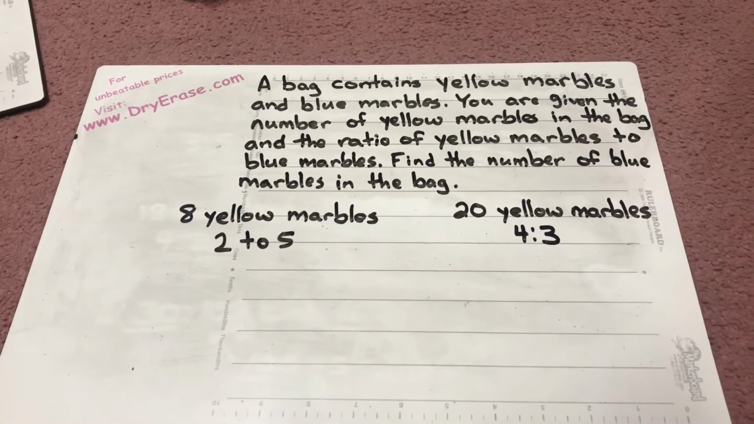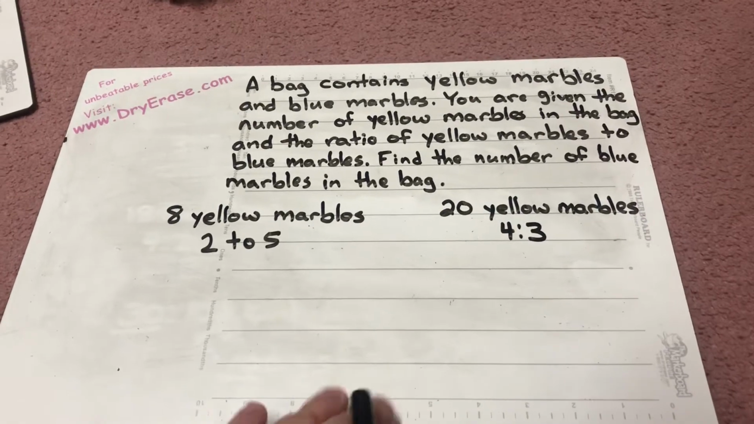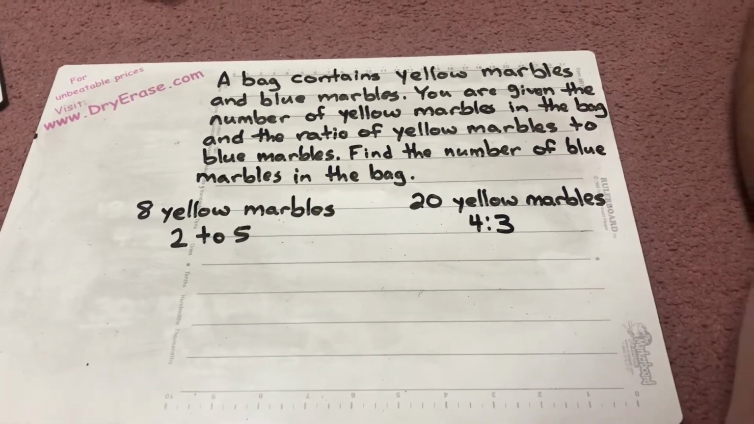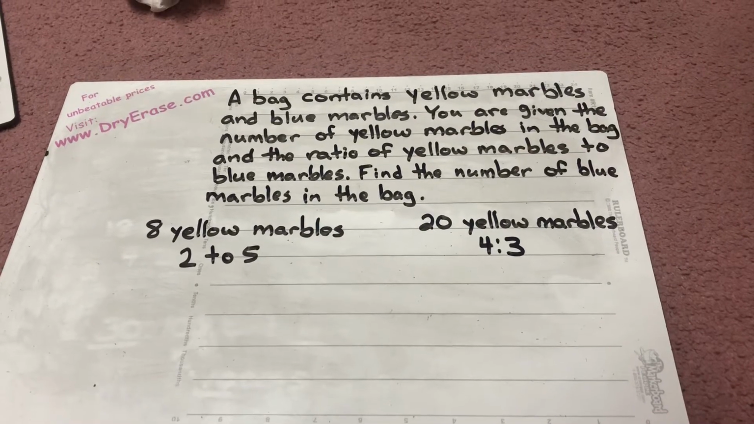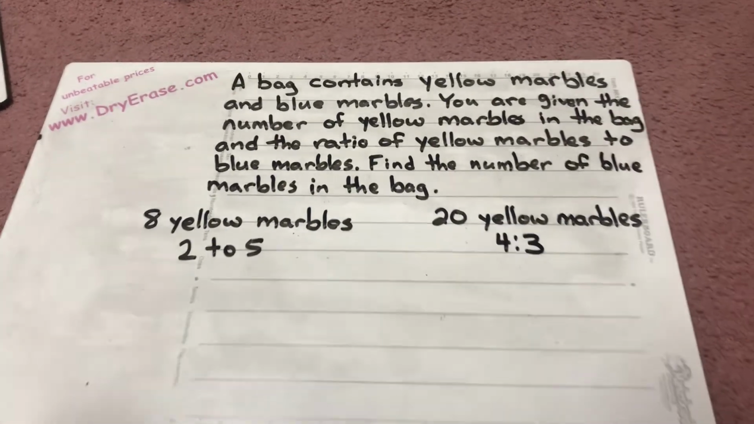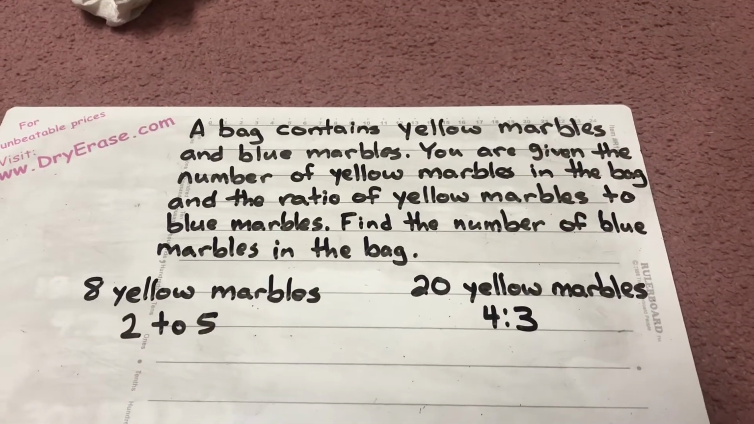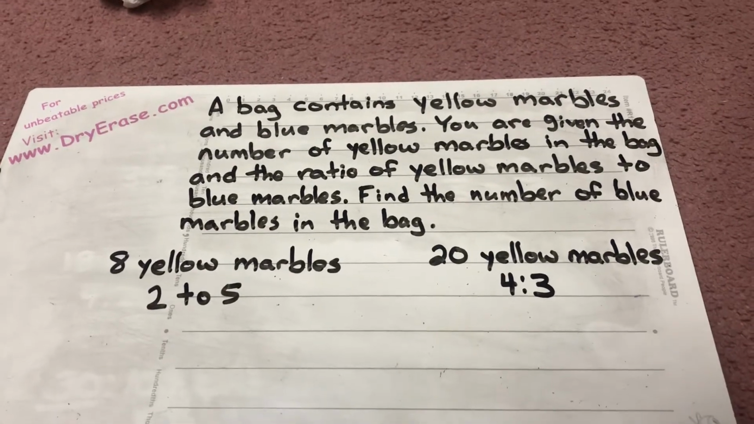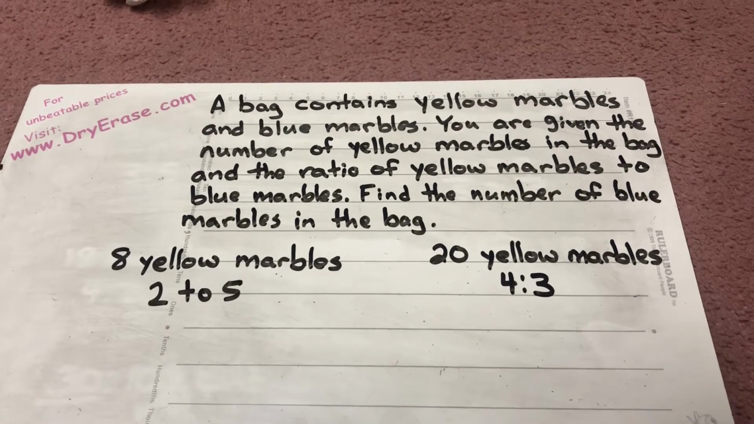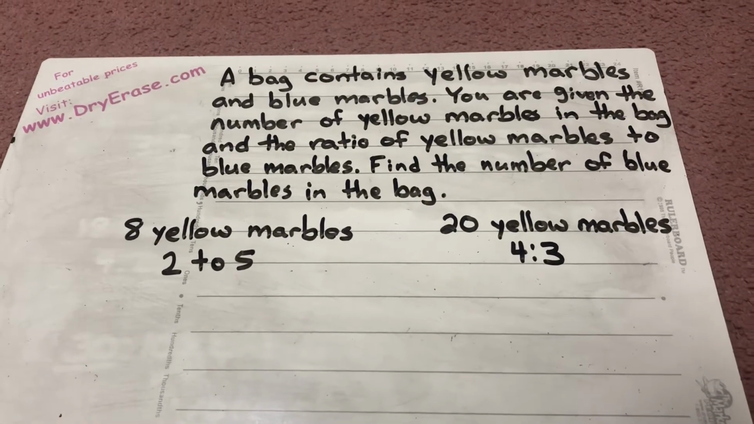All right, sixth graders, we are continuing along with this idea of ratios today, and I've got a couple different scenarios that I want you to look at to make sure you're all on board with what we're doing today. So, this first one here says a bag contains yellow marbles and blue marbles. You are given the number of yellow marbles in the bag and the ratio of yellow marbles to blue marbles. Find the number of blue marbles in the bag.